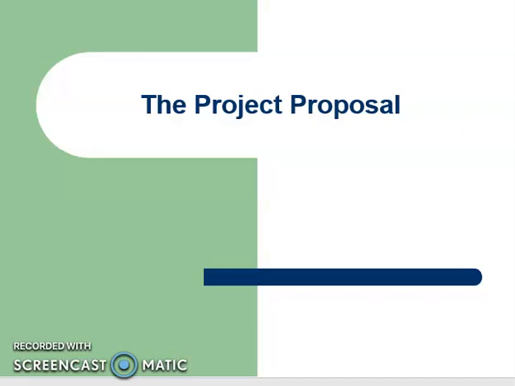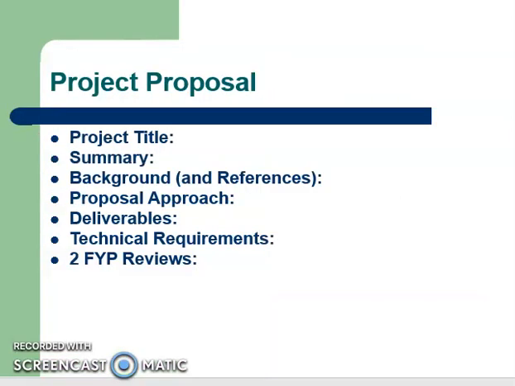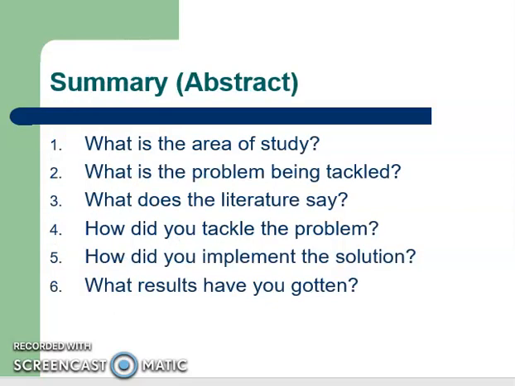So the project proposal document, which is the first thing you have to do, is where you take your project idea and just specify it in a bit more detail. So it's a title, a summary, background, proposed approach, deliverables, tech reviews, tech requirements, and 2 FYP reviews.